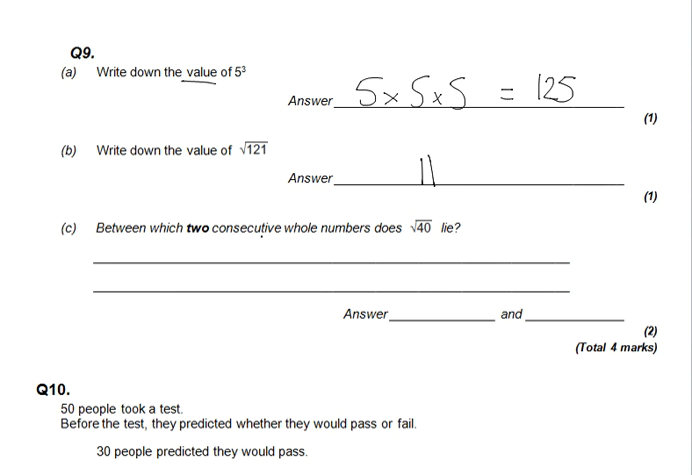Right, 2 consecutive. Okay, so the word consecutive means numbers that follow on. So 1 and 2 are consecutive numbers, 3 and 4, 5 and 6, 7 and 8, 9 and 10, they're all consecutive numbers. So root 40.